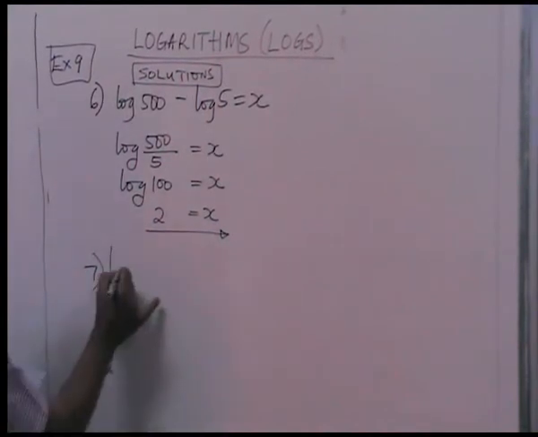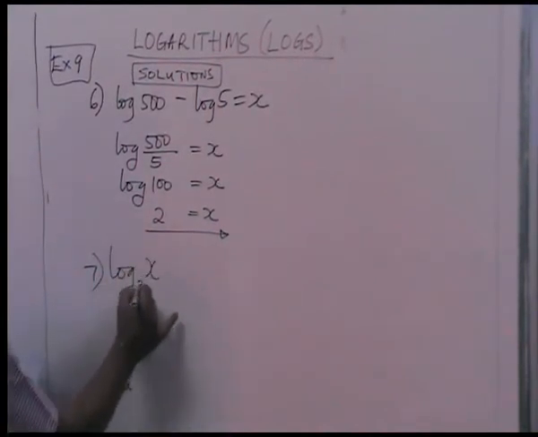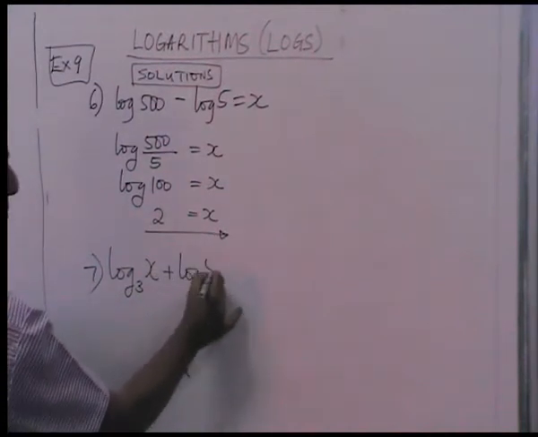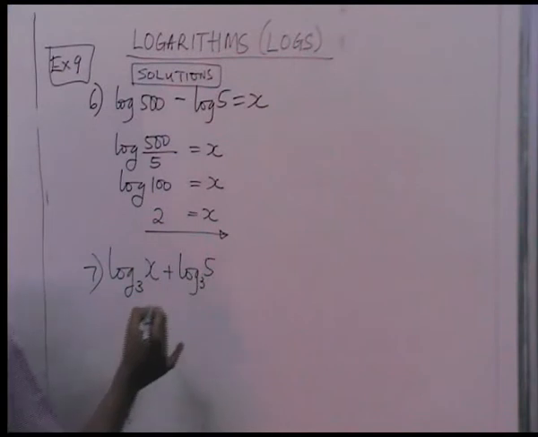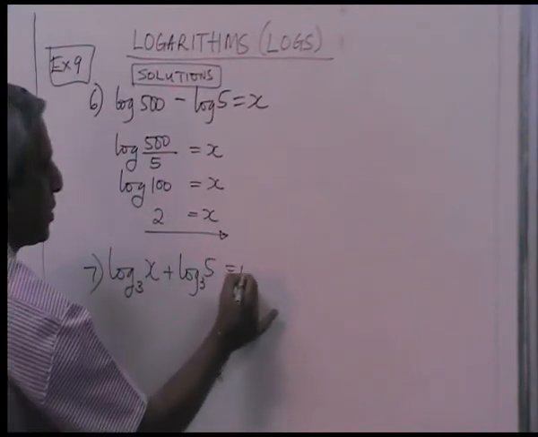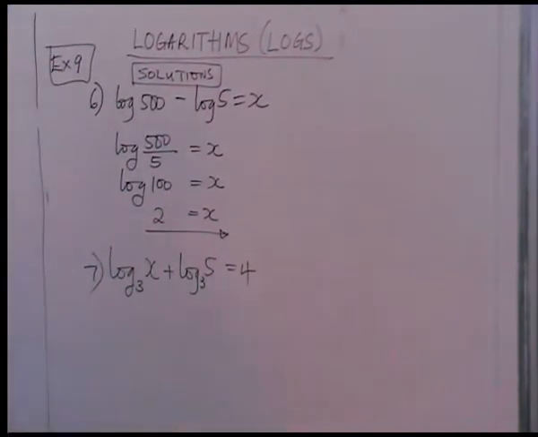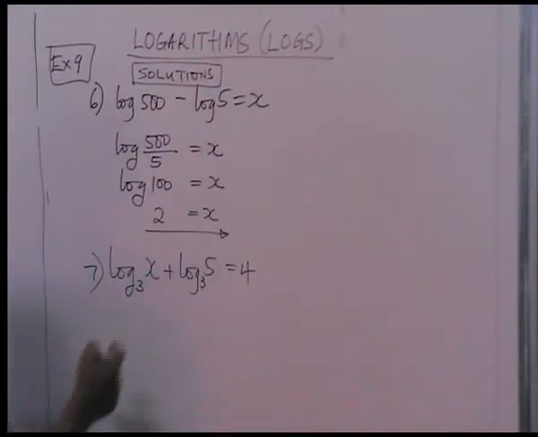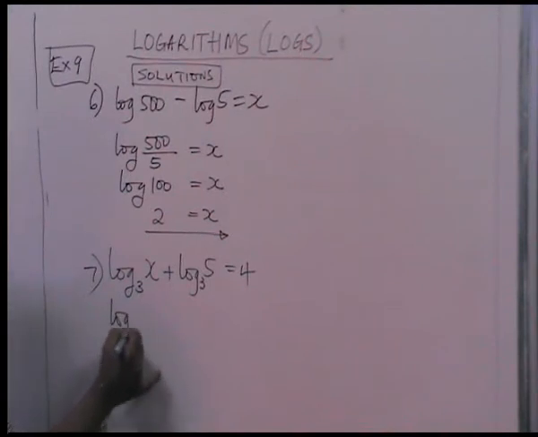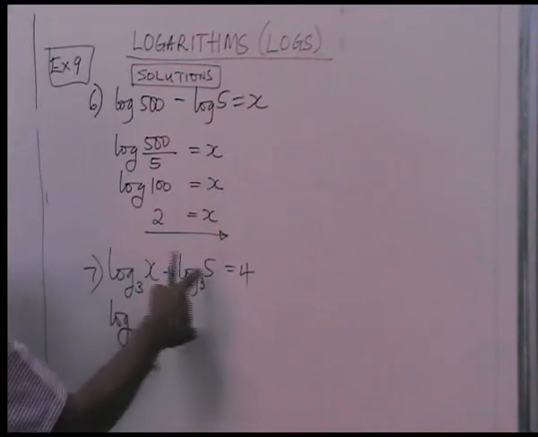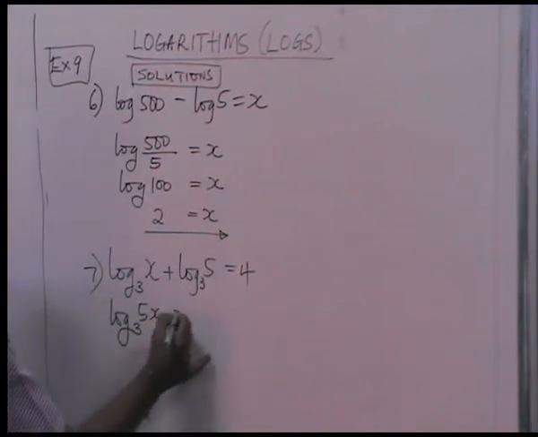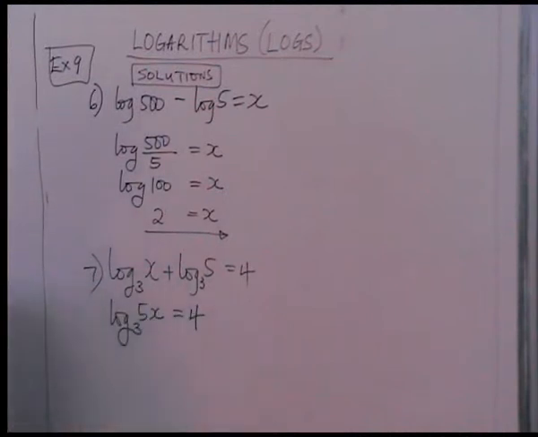Number 7, you had log of x to the base 3 plus log of 5 to the base 3 is equal to 4. Well, in this example, you got no choice. You have to apply the log of a plus log of b law. So you're going to say, well, log of a plus log of b tells you that you are allowed to multiply these two numbers. So you'll say log of 5x to the base 3 is equal to 4.